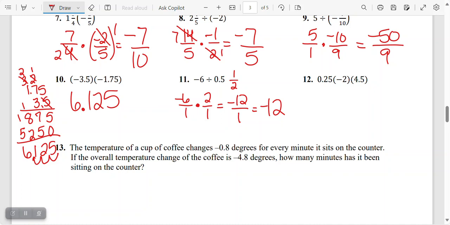Number 12. We've got 3 numbers here we need to multiply. First, let's talk about the sign. So we have 2 positives and 1 negative. Our answer is going to be negative, and it's up to you how you want to multiply.